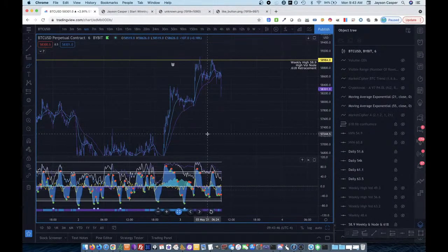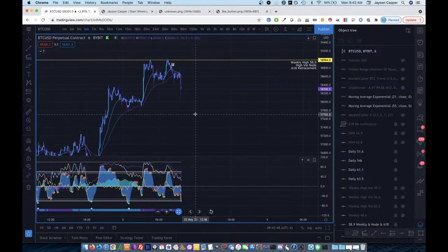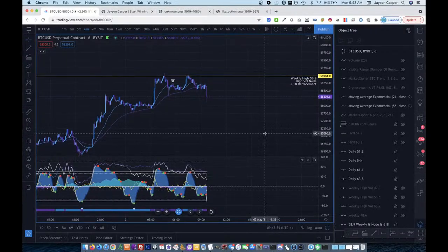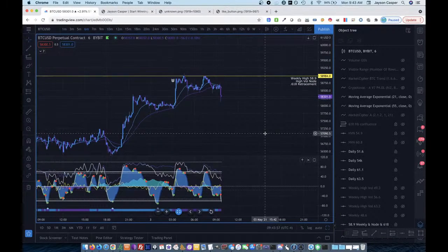Okay, guys, I think this is actually a pretty important level that we're at right now. The 58,300 level is pretty important. I'm curious to see what happens here. I'm very curious.